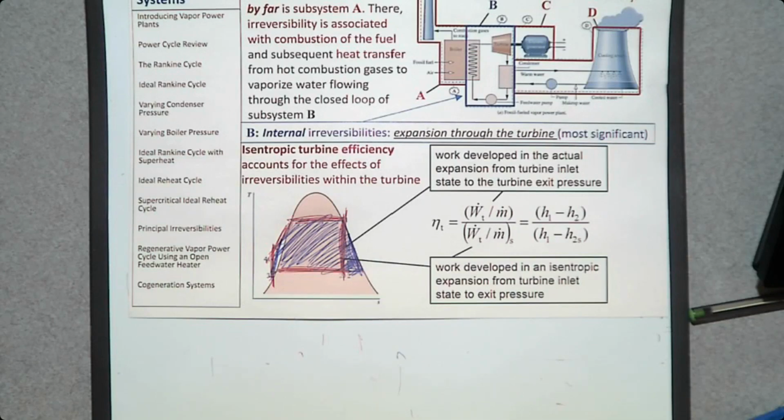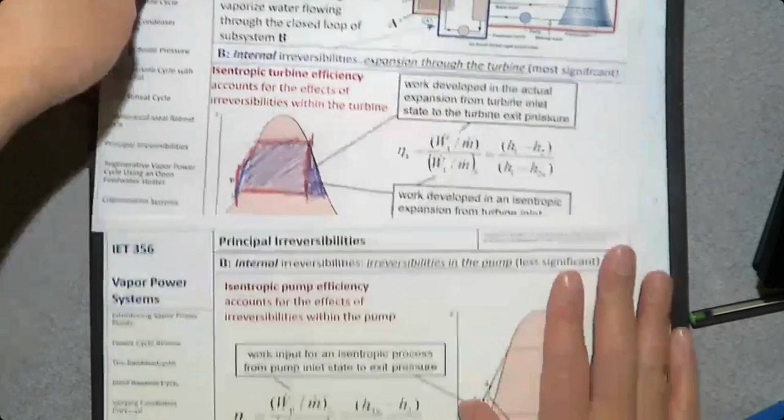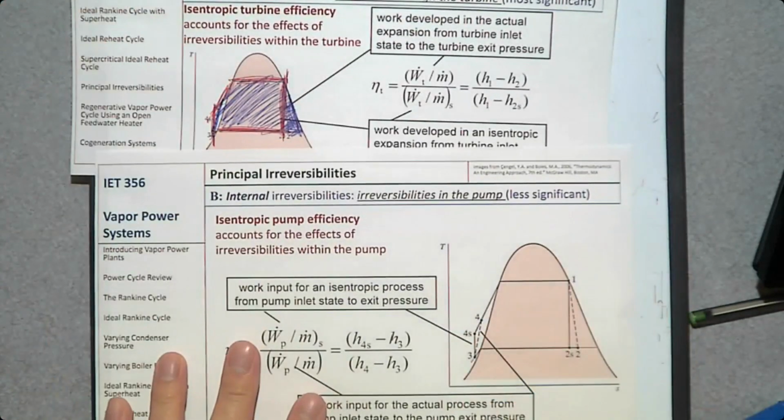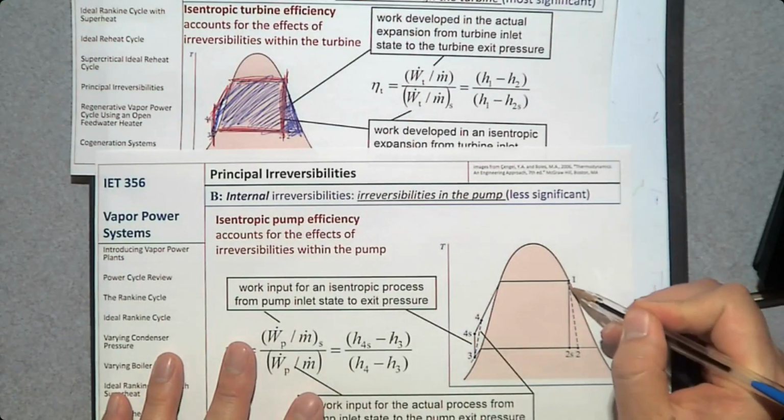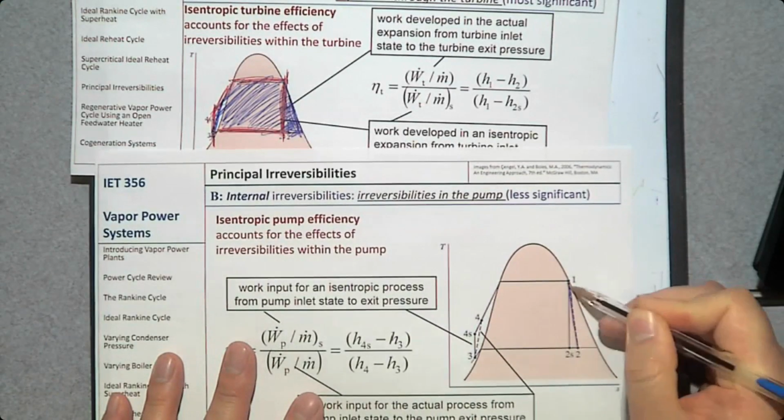So we only considered the turbine is not an isentropic turbine. Pump is not an isentropic pump. But there's one more assumption that we made. The boiler is constant pressure. The condenser is constant pressure. So what actually happens is, yes, it is right. There is an increase in the entropy.